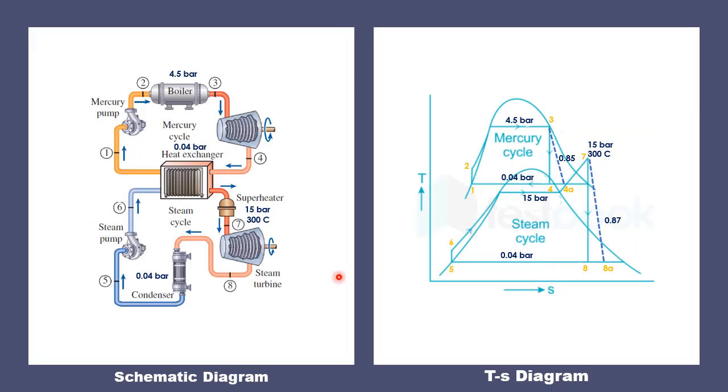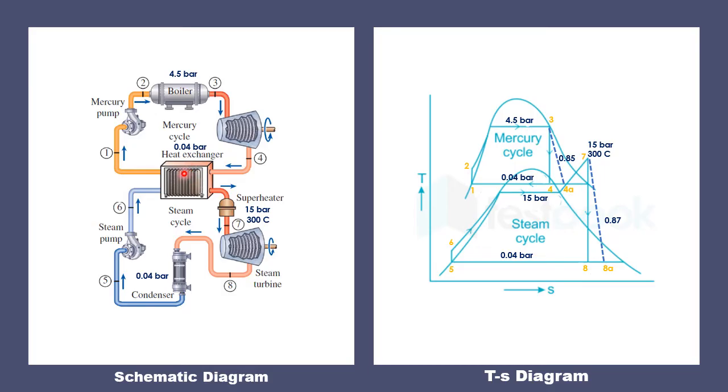So this is the equivalent schematic diagram. So we have the topping cycle consists of the mercury cycle, process 1, 2, 3, and 4. And we also have the bottom cycle consists of the steam cycle, process 5, 6, 7, 8. So if we look at the two cycles, they are connected by the heat exchanger. So this heat exchanger serves as the condenser of the mercury cycle and serves as the boiler of the steam cycle.